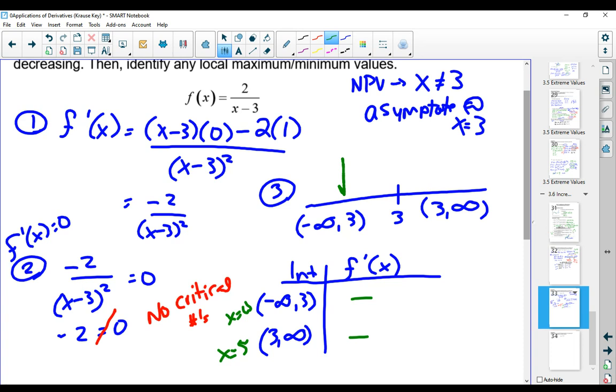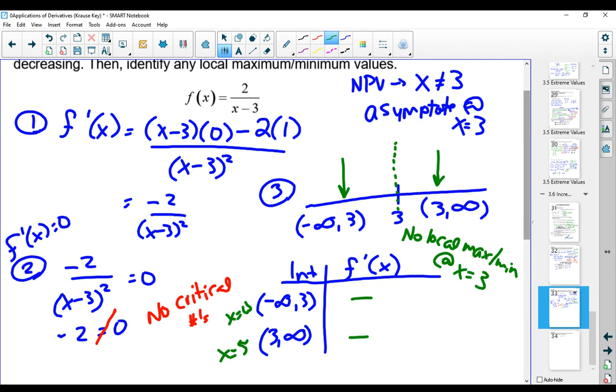So that means my graph is going down here and down here. And we also know that we have an asymptote here. Since the function is going down in both cases, we have no local max or min at x equals 3. And we know that because we have an asymptote at that point.